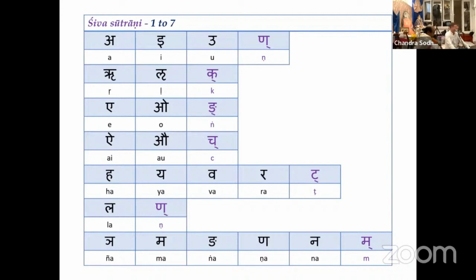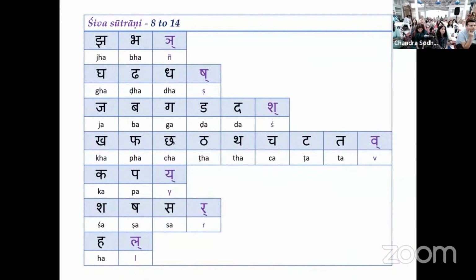Nyamangananam. Super. Jhabhanya. Dhadhadhasha. So we have dha and dha, the retroflex and the dental. Gadhadhasha. Jabagadadasha.